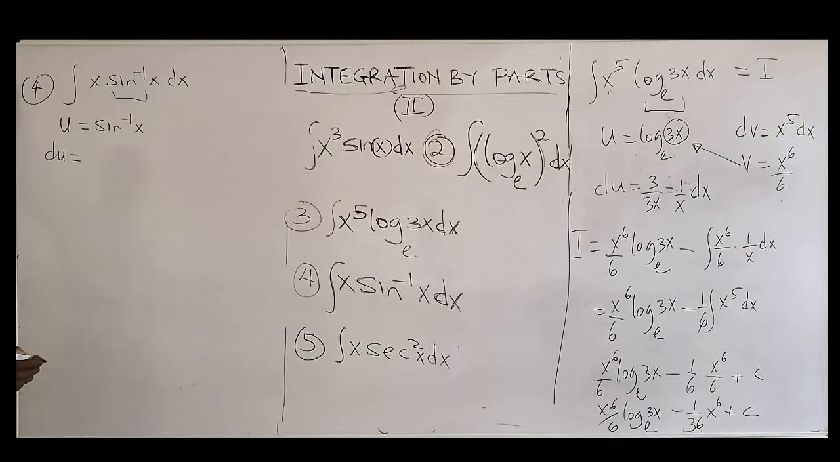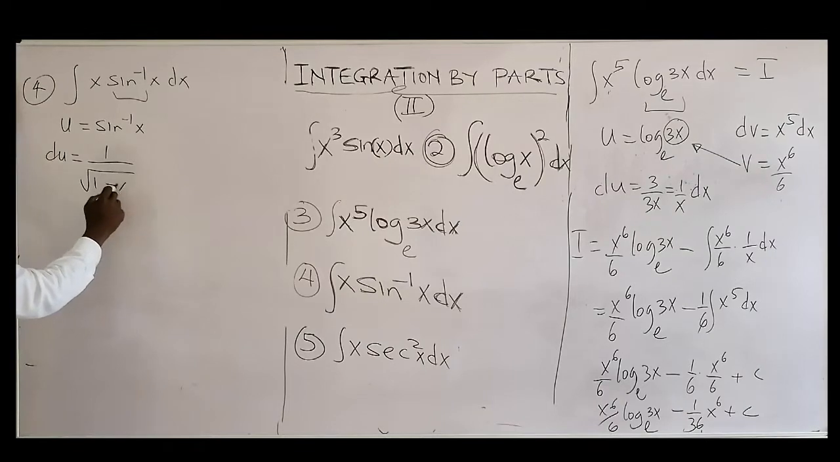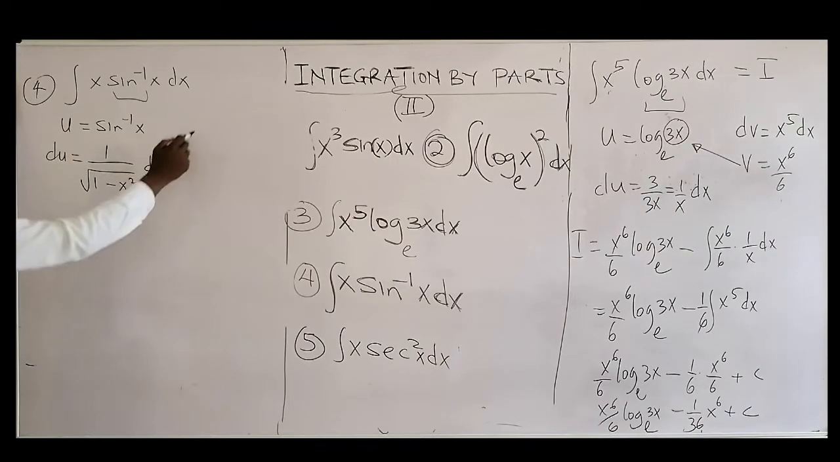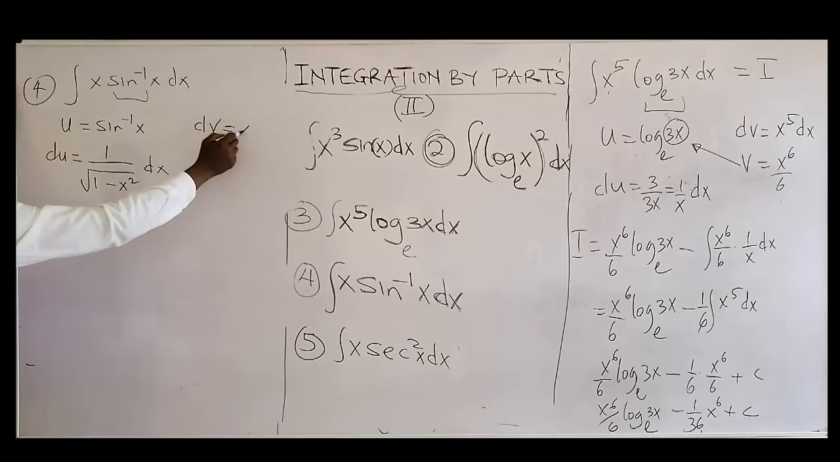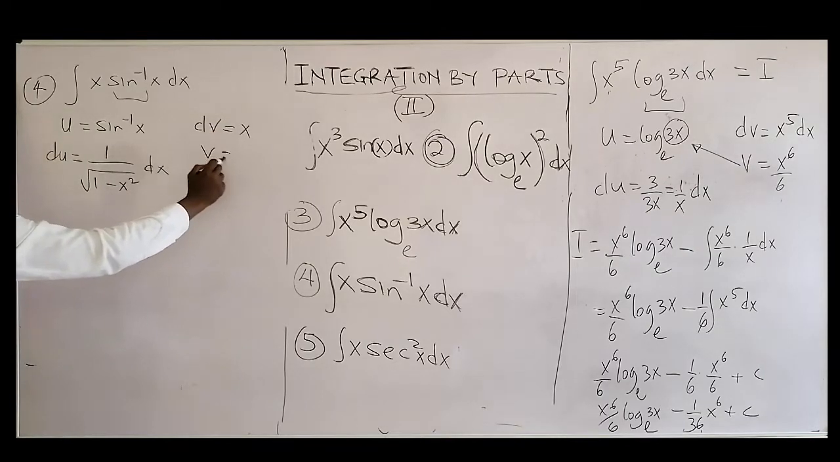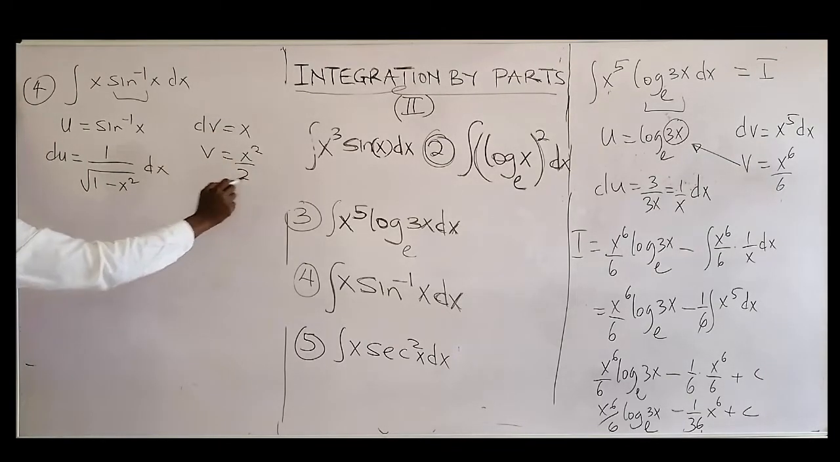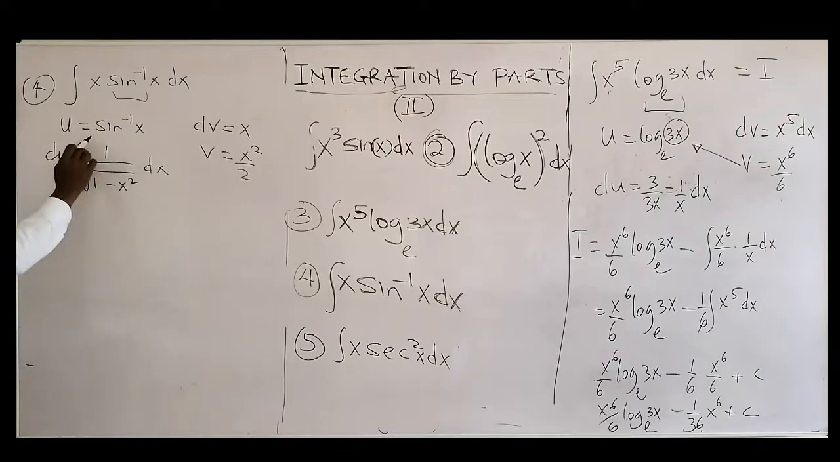1 over the square root of 1 minus x squared dx. And your dv is equal to x. So v is equal to what? x squared over 2. Okay? So if you differentiate inverse of sine, this is what we're going to get. So let's begin the plugging in.